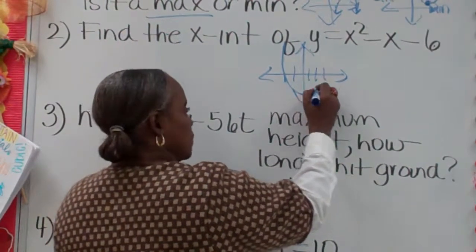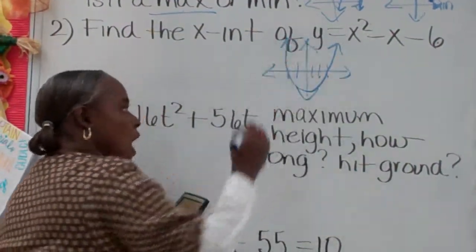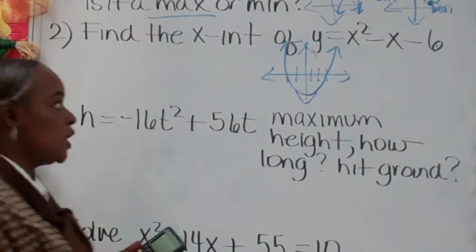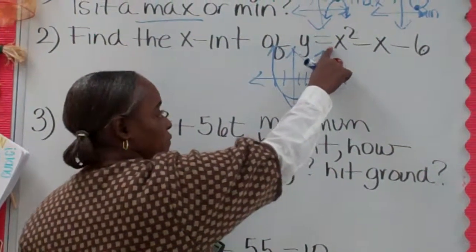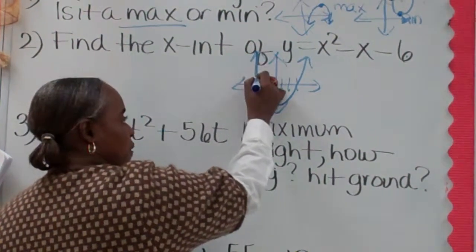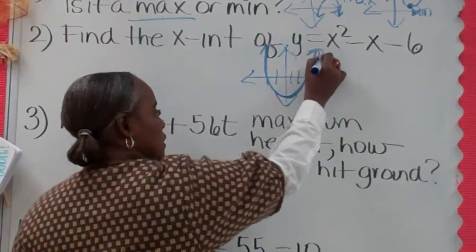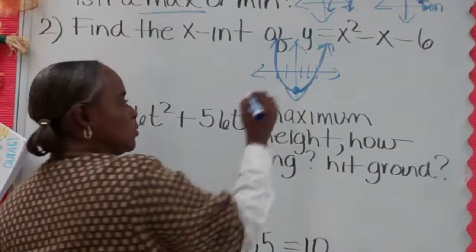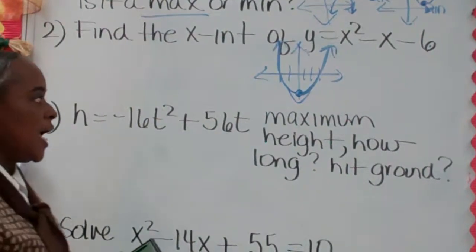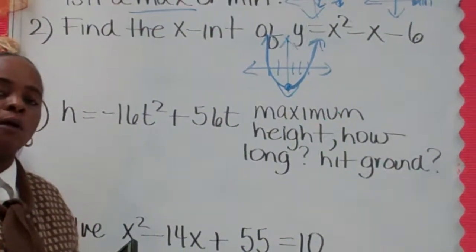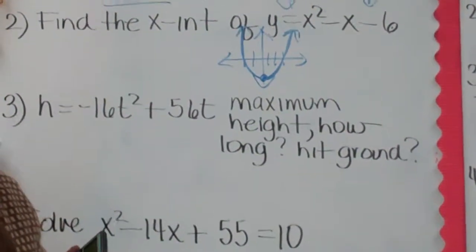The graph is a parabola that opens up. I already knew the parabola was going to open up because this number in front is positive. The vertex would be a minimum, and that's not what we're looking for in this problem. We're looking for where it crosses the x-axis.